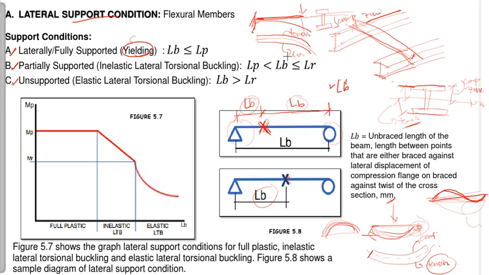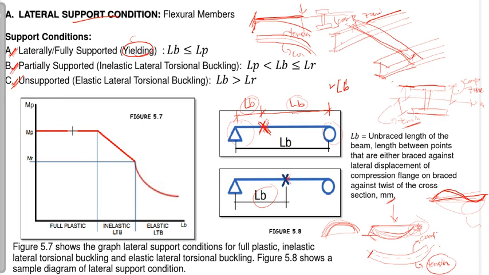Okay? So, dito sa tatlong classification ng beam, yung laterally, partially, and unsupported, due to support condition, nag-iiba-iba yung Mn natin, yung nominal moment natin, yung ating values. So, iba-iba yung values ng nominal moment dito sa tatlong classification due to support condition. So, iba yung Mn pag laterally supported, iba din yung pagkuha ng Mn pag partially, iba din yung pagkuha ng Mn sa unsupported. So, tignan natin itong graph dito sa baba.